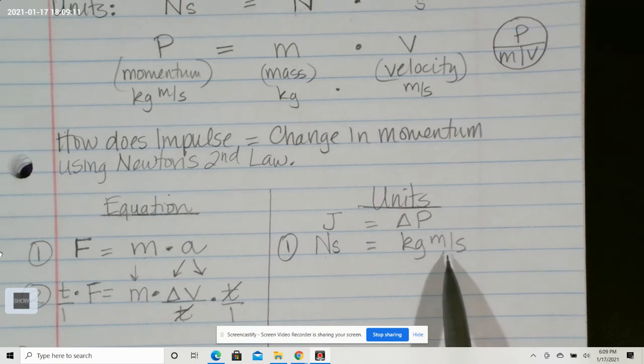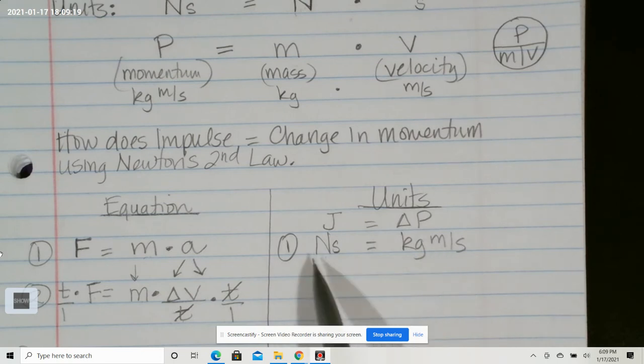Now remember, a kilogram and a meters per second are pretty much broken down all the way to their basics. But newtons aren't. Newtons actually mean something else, right? A newton is a mass times an acceleration, which is a kilograms times a meters per second squared, okay?